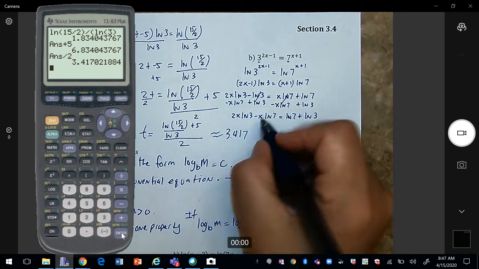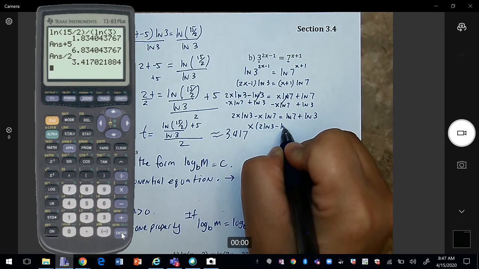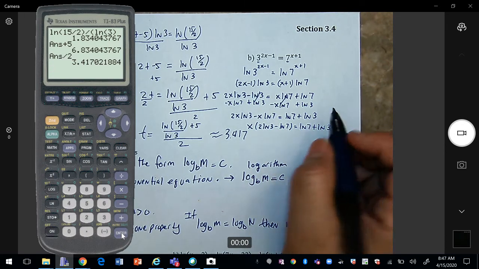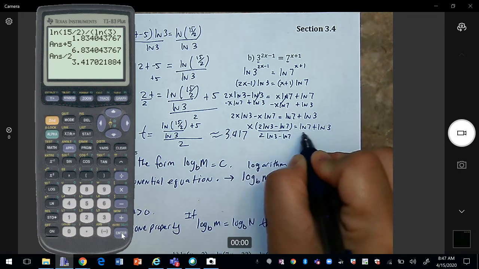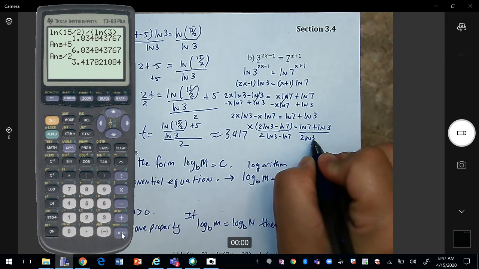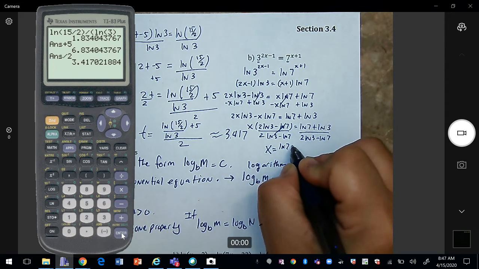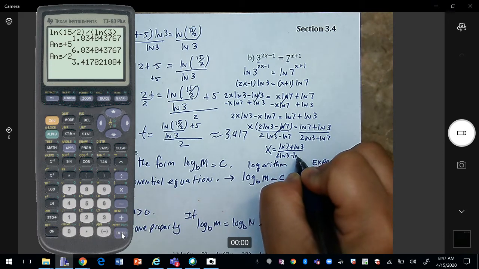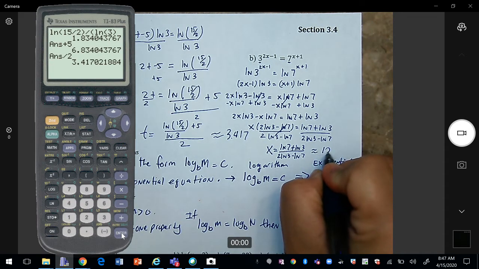Notice they both have an x in common, so I can factor out an x. Once I factor out an x, then I can divide by the coefficient here. So I get x is equal to natural log of 7 plus natural log of 3 divided by 2 natural log of 3 minus natural log of 7. So the approximation for this, if you enter it in your calculator, is going to be 12.11.